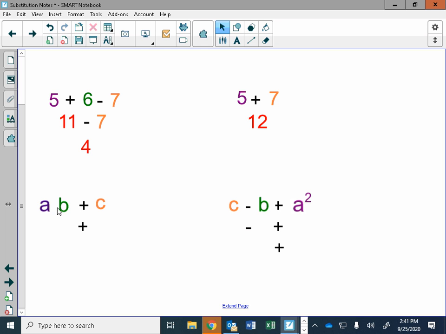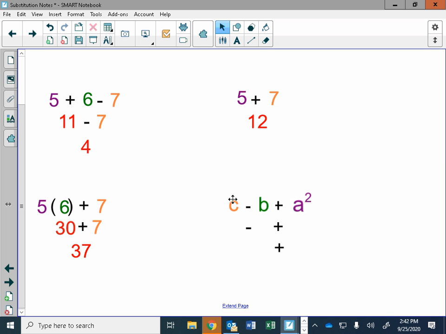This one says ab plus c. We know that a bumped up to b means to multiply. So let's go ahead and replace a with a 5, b with a 6, and c with 7. So what we have is 5 times 6 plus 7. According to order of operations, I've got to do the multiplication before I do the addition. Well, 5 times 6 is 30, and bring down the 7, and we have 30 plus 7. Last thing to do in simplifying this is 30 plus 7, which is 37.